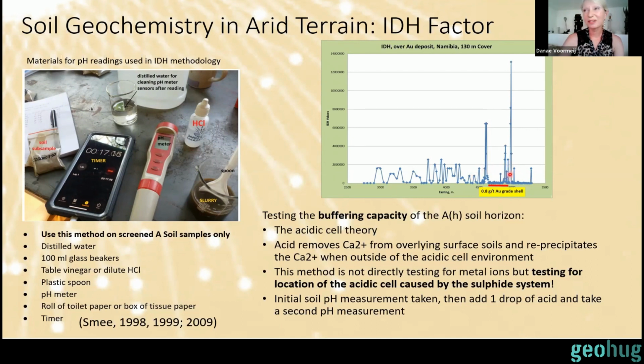What's really cool also is that the rabbit ear peaks can even give an indication to the dip of your system. So if you want to find out more information about that, you can look up Smee online and the IDH method. And what IDH stands for is you take the inverse of the difference of your pH readings before and after you add that drop of acid.